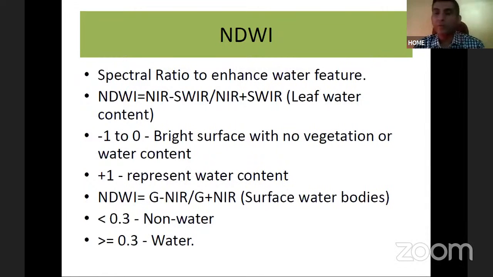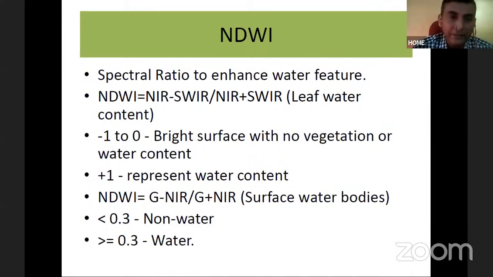मतलब surface water bodies का जो information है वो maximum आता है green band में और minimum आता है NIR band में. क्यों? NIR band में तो automatically vegetation ज़्यादा आ रहा है. तो vegetation जब उसमें ज़्यादा आ रहा है तो उसमें surface water bodies का information कम आता है. So it's a ratio of green minus NIR. Okay, so I'm repeating again.